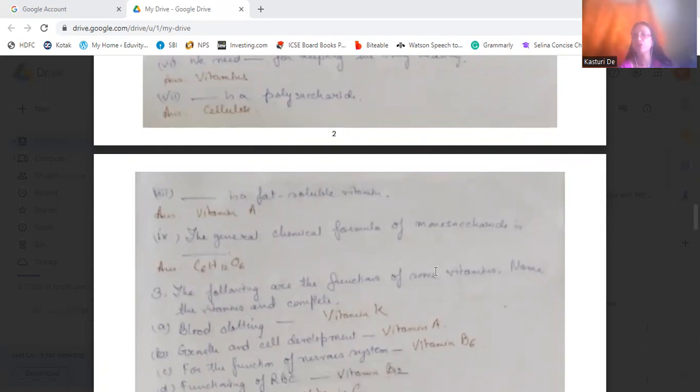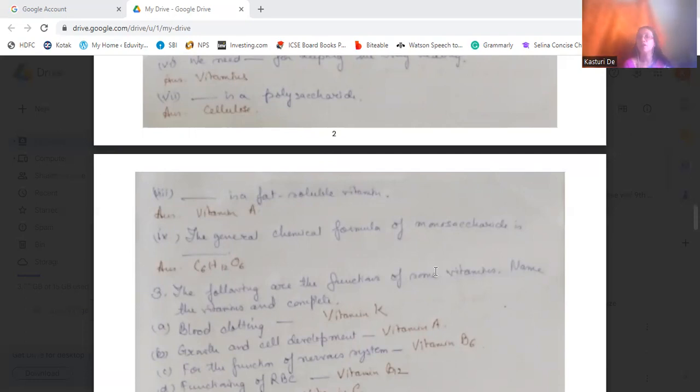The general chemical formula of monosaccharide is C6H12O6. The ratio of carbon, hydrogen, and oxygen in a monosaccharide is 1:2:1.